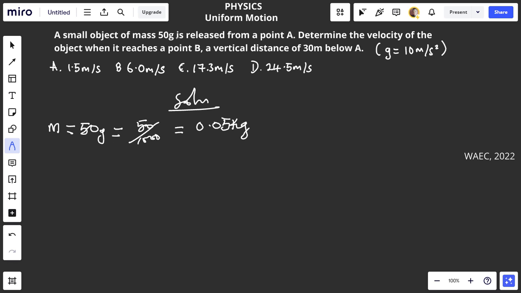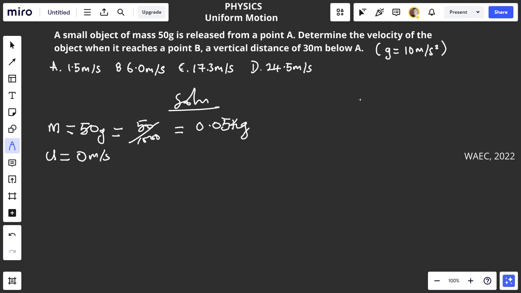So the next parameter, velocity. A small object of mass is released from a point A. Released means that initial velocity u equals 0.